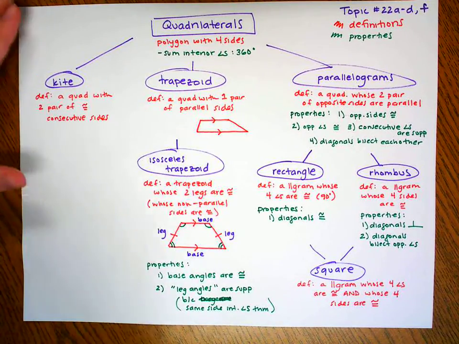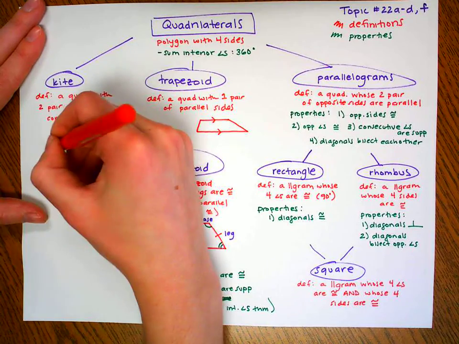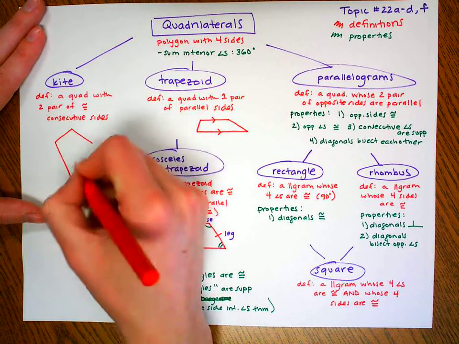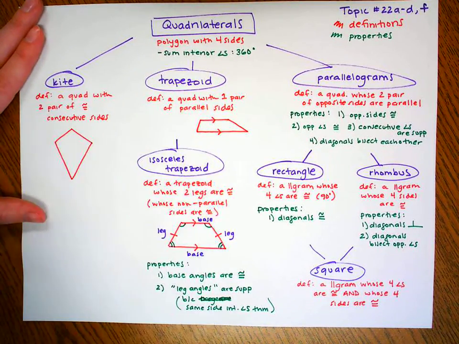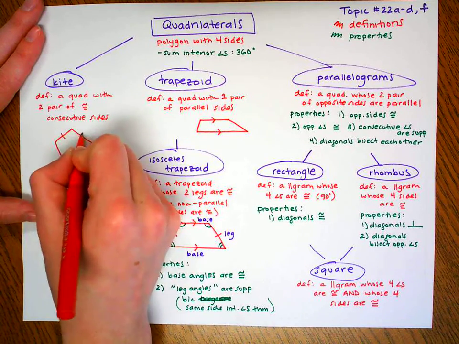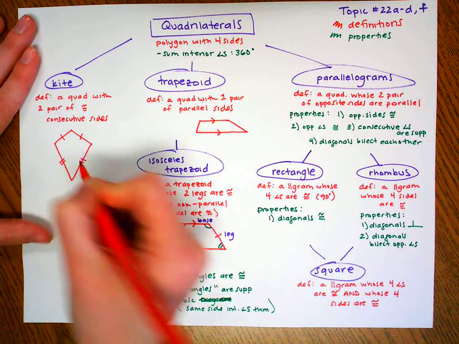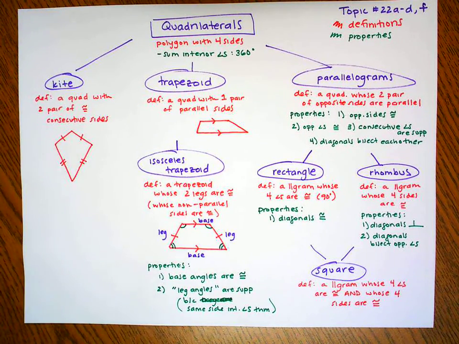So for instance, I'm going to draw a picture. When you think of flying a kite, this is hopefully what you think of. Two pairs of consecutive sides that are congruent. These two sides are consecutive because they're next to each other. These two sides are consecutive because they're next to each other. And those two pairs have congruent sides. So a quadrilateral with two pairs of congruent consecutive sides.